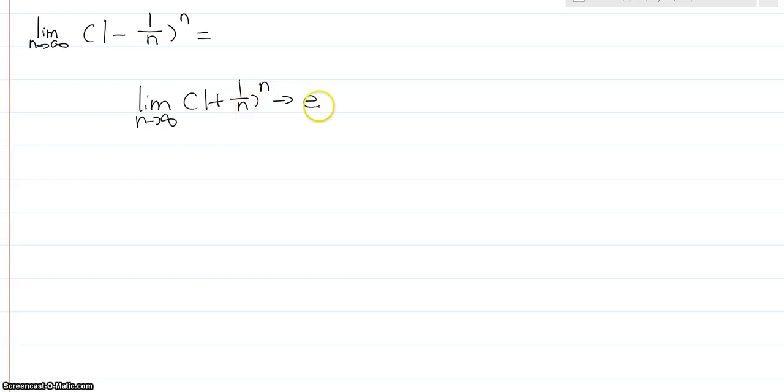Good guess. So in this case, I thought this will probably be equal to e to the negative 1. Or maybe it's negative e? I don't know, so let's figure this out.